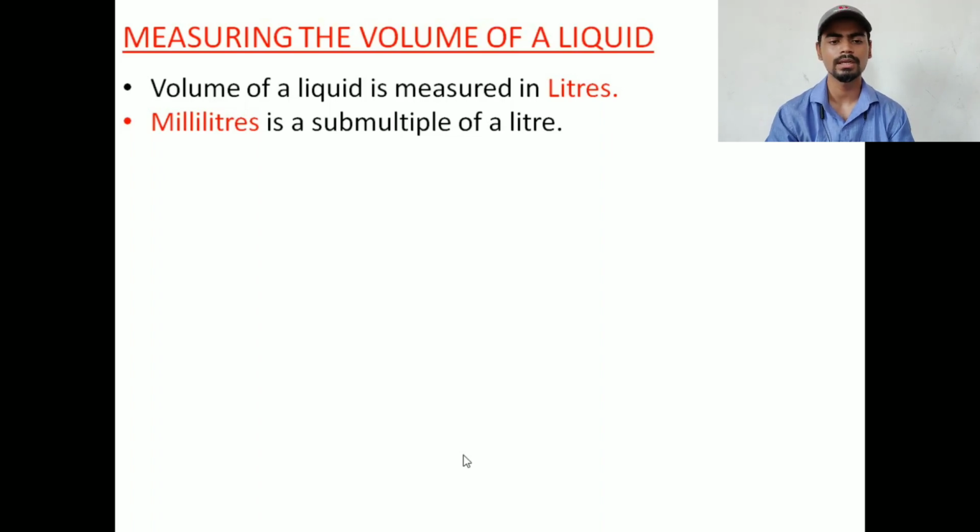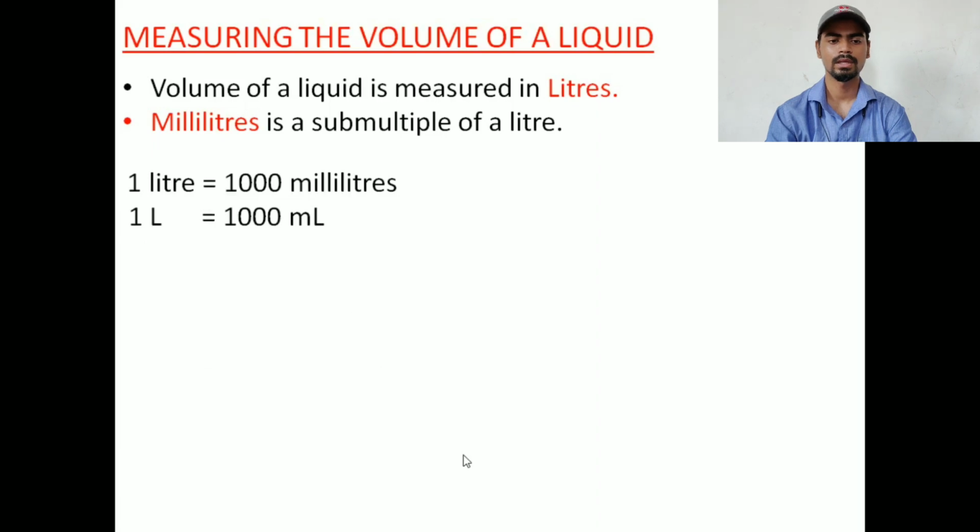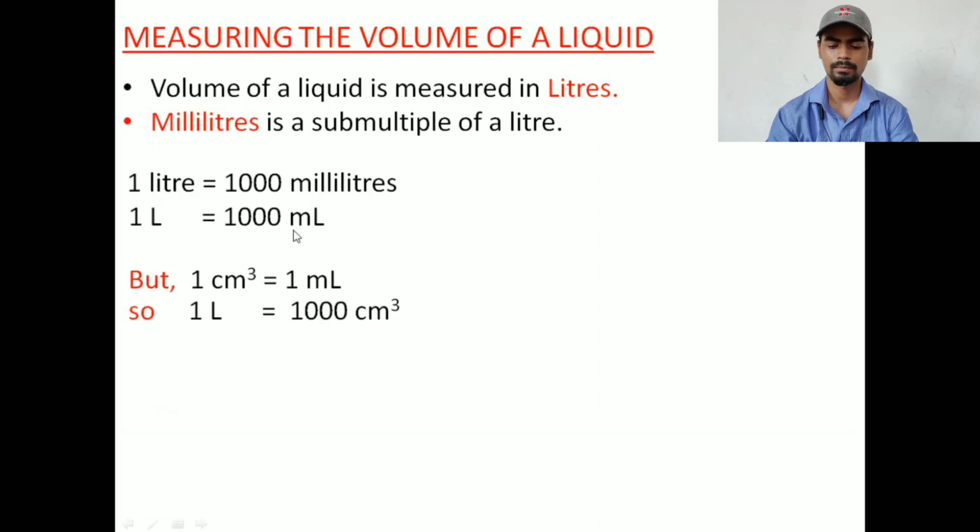So that is why it is written that milliliter is a submultiple of a liter. It means it's a smaller unit. Okay, so can I say that 1 liter is equal to 1000 milliliter? If you purchase 2 pouches of milk, 500 ml and 500 ml, so 500 plus 500 becomes 1000. Okay, so 1 liter equals 1000 milliliter. In the next line it is written in short form: 1 liter, L means liter, equals 1000 ml.